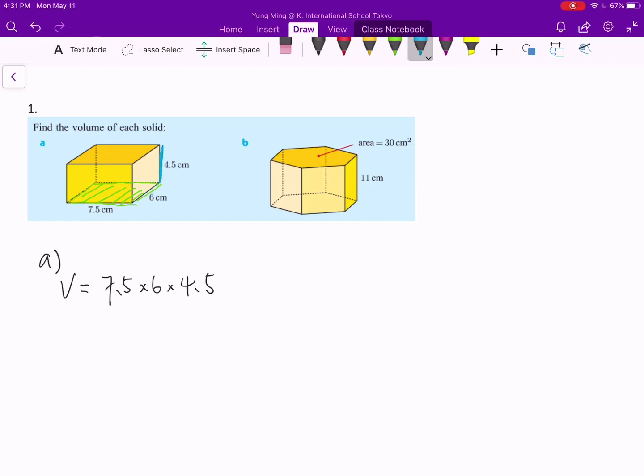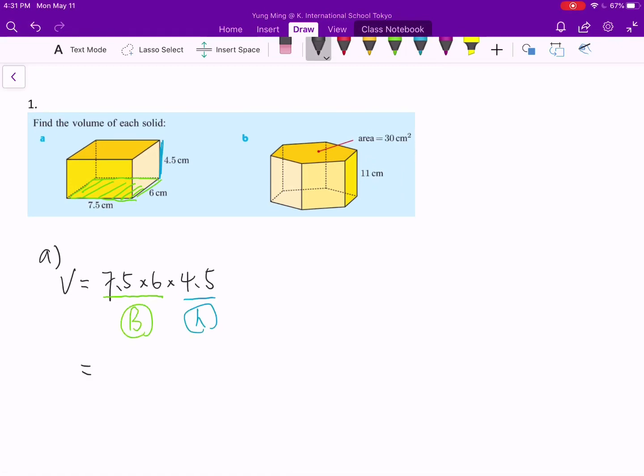And then that's how you can find the volume as well. So this 7.5 times 6 is basically your base area, and then this 4.5 is basically your height. So you can think about it this way over here. Right? The answer will turn out to be, if you use your calculator, 202.5. And the units is centimeters cubed. And that's it for part A.